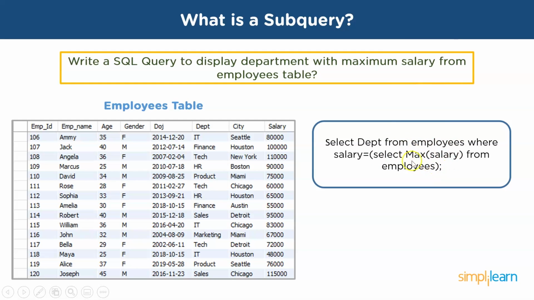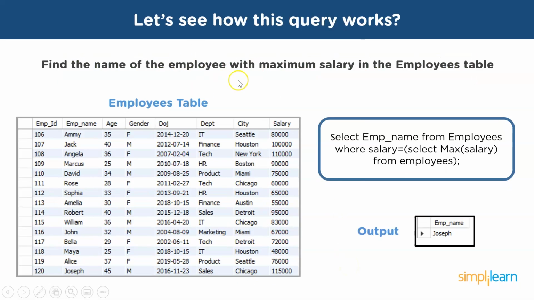What this does is it will first return the maximum salary of the employees in the table. Then our outer query will get executed based on the salary returned from the inner query. So here the output is department sales has the maximum salary. One of the employees from the sales department earns the highest salary. If you see in our table, the employee is Joseph, who earns $115,000. Alright, and Joseph is from the sales department.